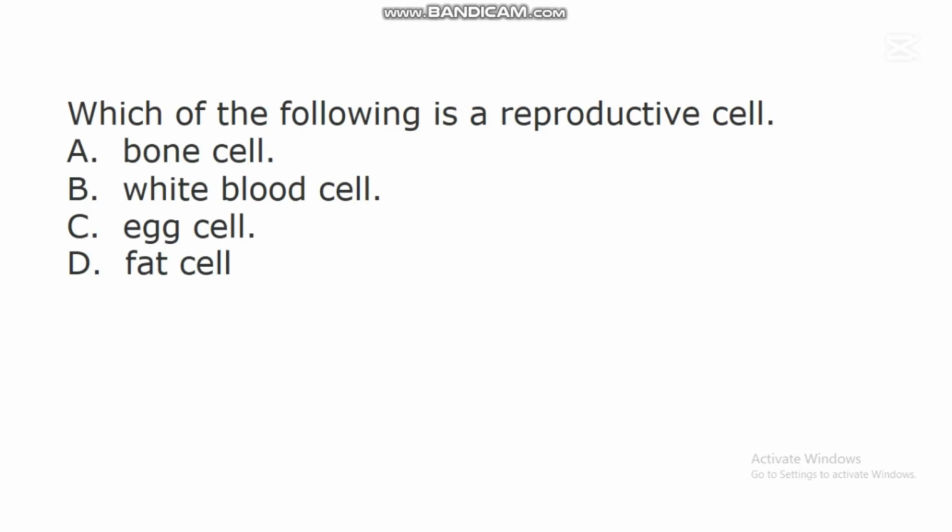The next question says, which of the following is a reproductive cell? A. Bone cell. B. White blood cell. C. Egg cell. D. Fat cell. In this question, the correct answer is C. Egg cell. Egg cell is a reproductive cell among these options that we have.